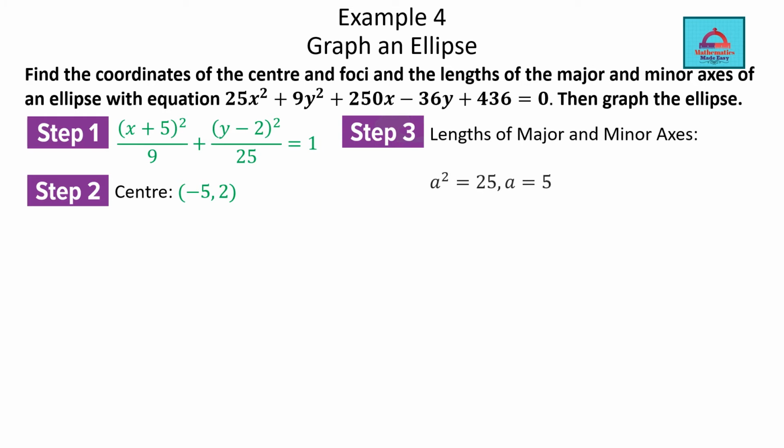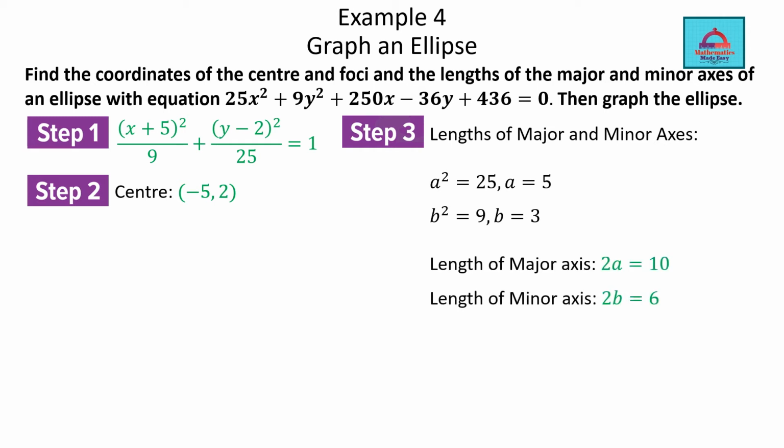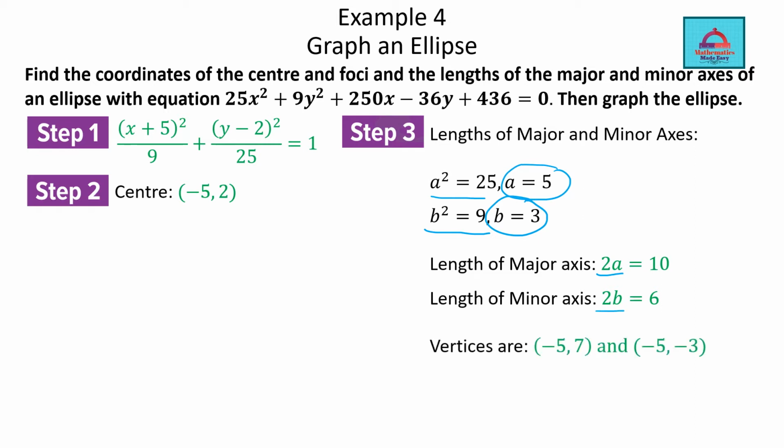Now step 3, length of major and minor axis. For that you need the value of a, so that you do the formula and do the major and minor axis. So the denominator with x here is the value of b, so b square is 9. Denominator of the y term is a square. So a is 5, b is 3. Now the length of major axis by the formula is 2a, length of minor axis is 2b, so you get your answer. Next come vertices.